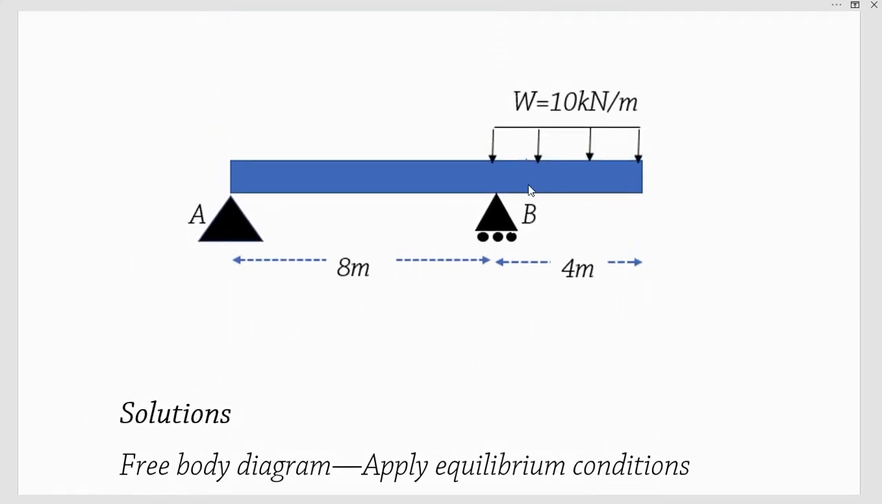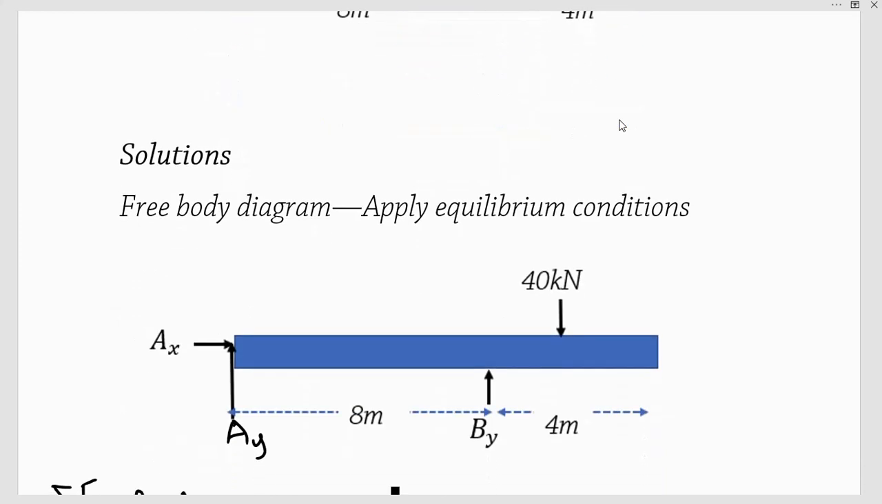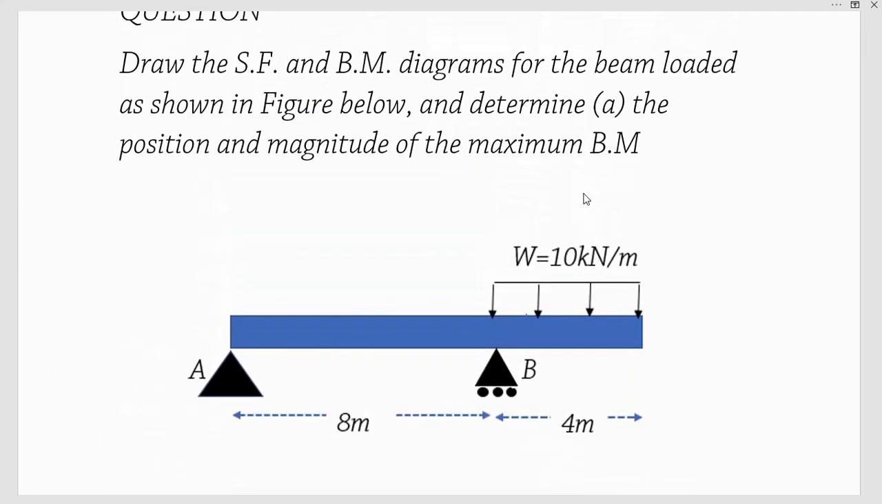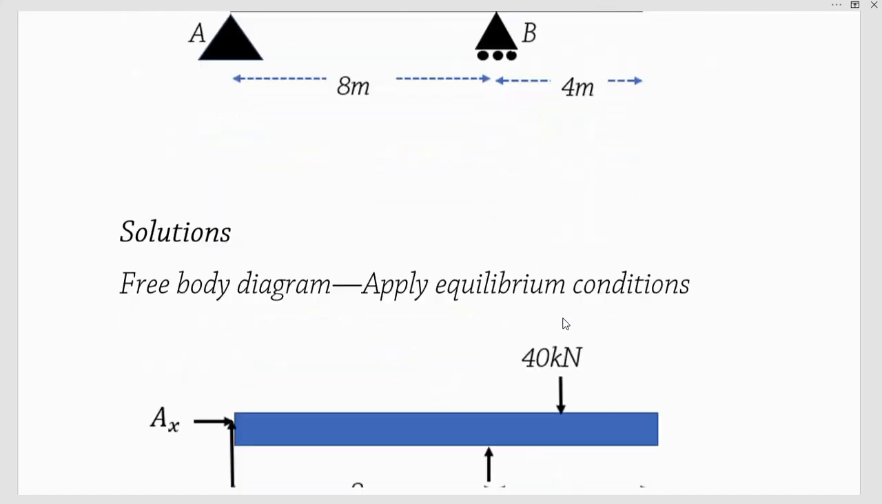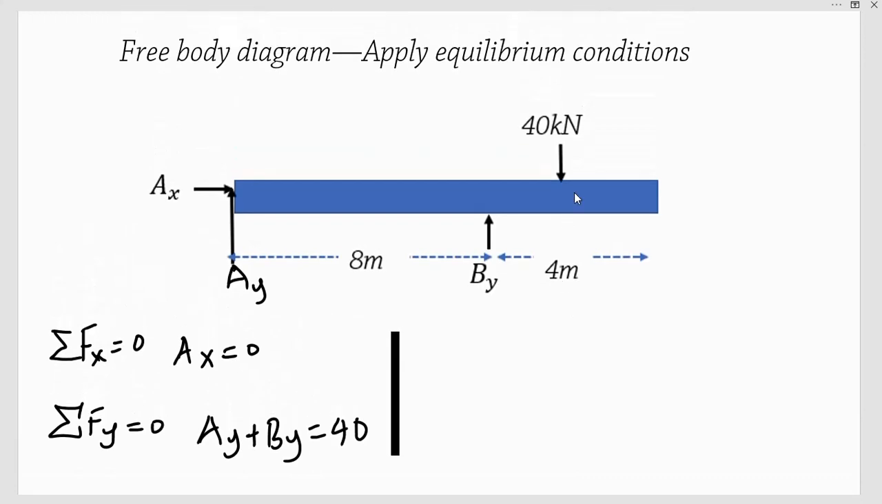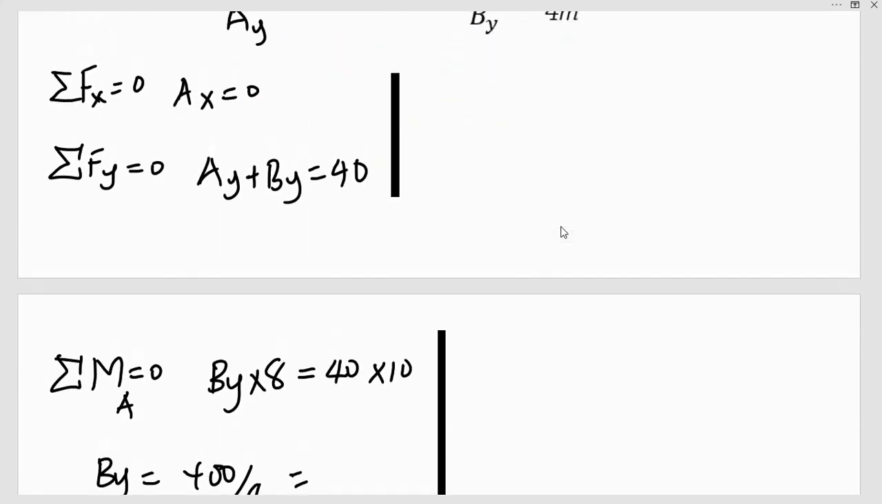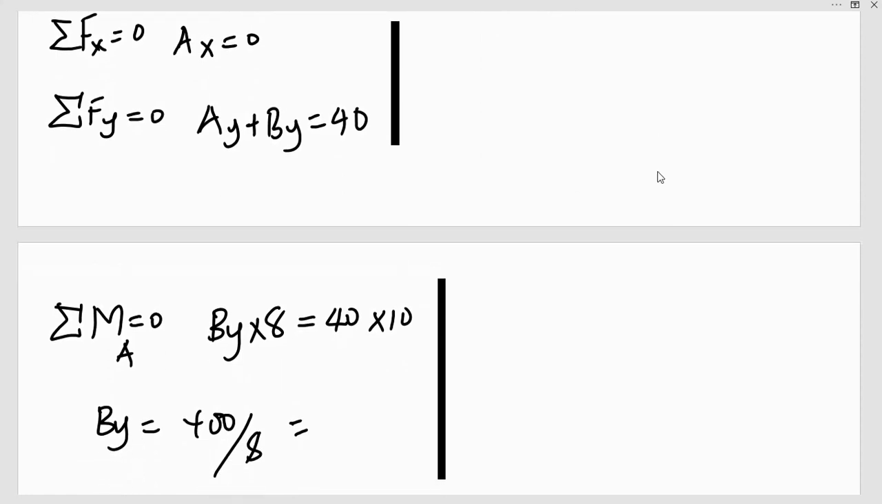Since it is over a span of 4 meters, the magnitude will be 4 times the 10 kilonewton per meter, and that will give you 40 kilonewtons, and this is going to act at the center of this uniformly distributed load. Since it is over a span of 4 meters, it will act at 2 meters from the end and 2 meters from the support here. So it will act here. Now we use the equilibrium conditions to determine the reactions.